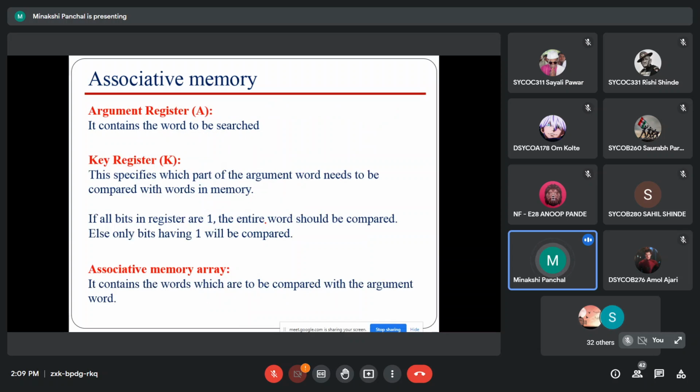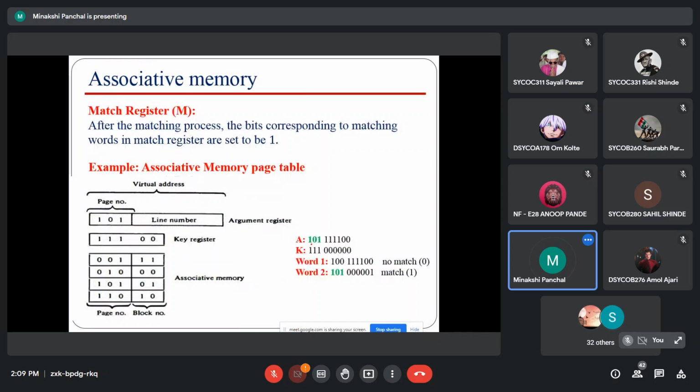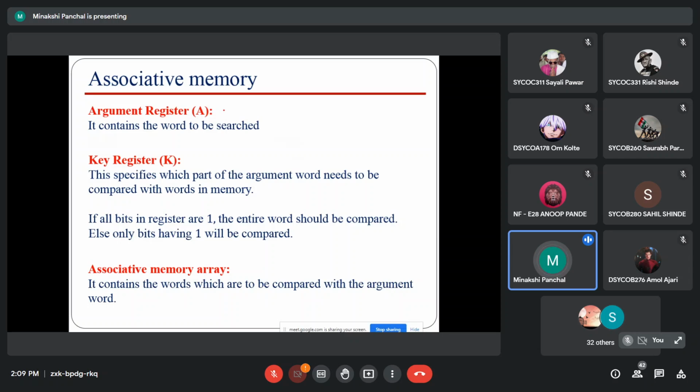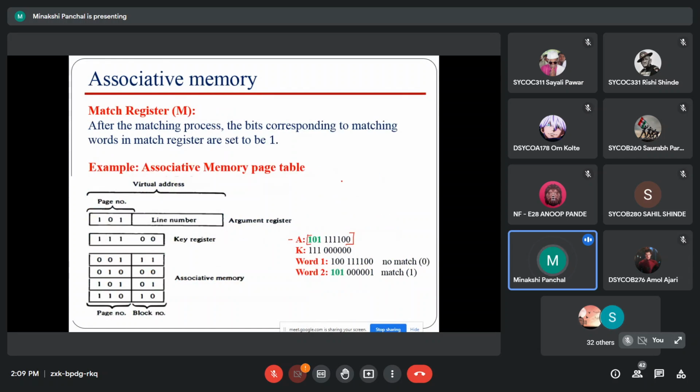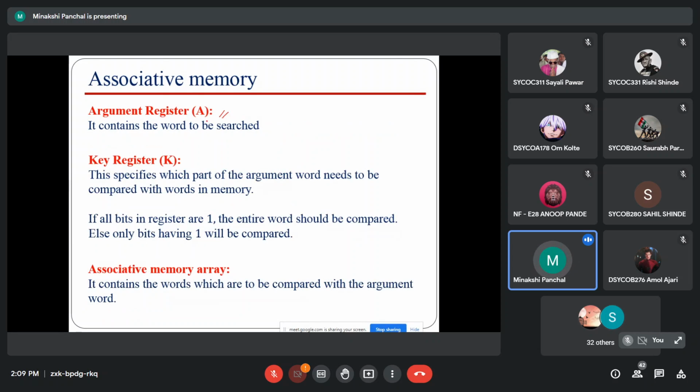See this, if I am giving you this word, 10111100. Actually, I want to search out this word. If I want to search out this word, this is nothing but here. We have these different parts. The argument register contains the word to be searched. So I want to search this word, and this is nothing but your argument register.